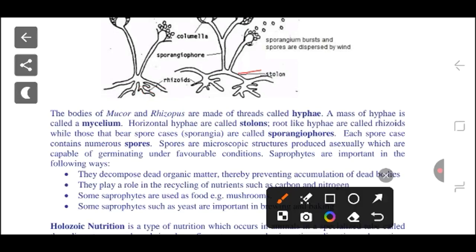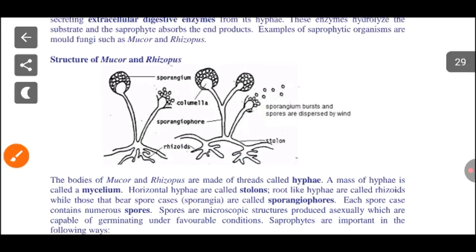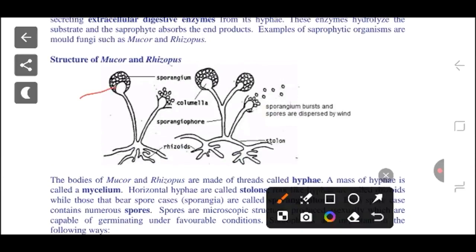While those that bear spore cases or sporangia are called the sporangiophores. This one looks like a stem. It's called the sporangiophore. Each spore case contains numerous spores. So each one of these contains spores.